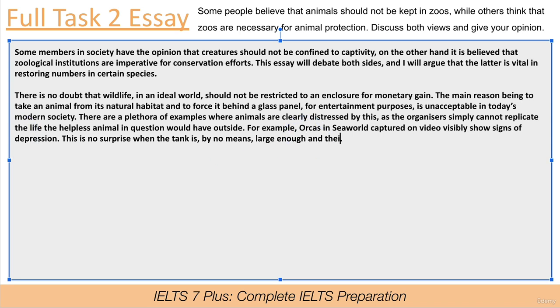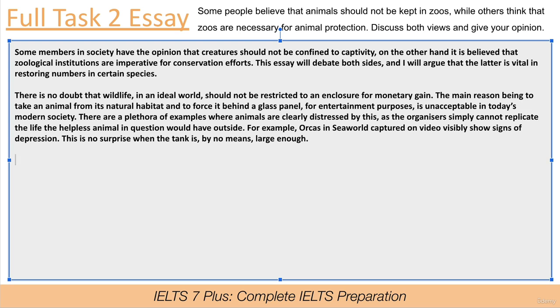Maybe, and their life is cruel. The tank is by no means large enough. We'll leave it at that maybe. Okay, I think that's good. So we've got that one side. Now we can go into talking about our opinion and why it is necessary.